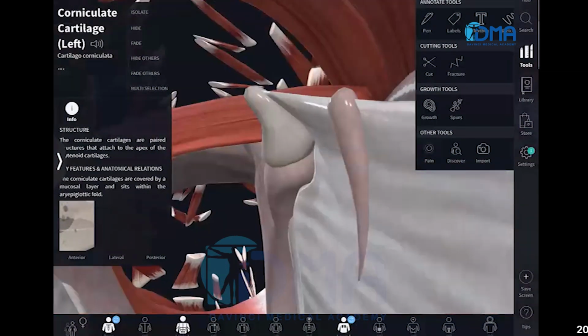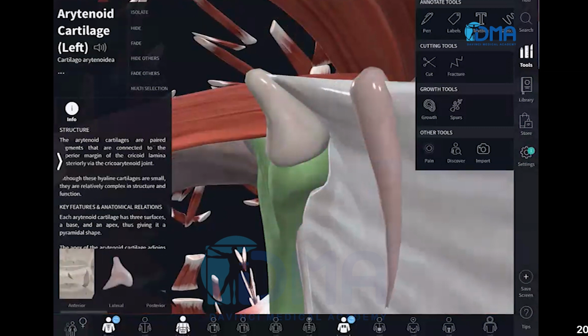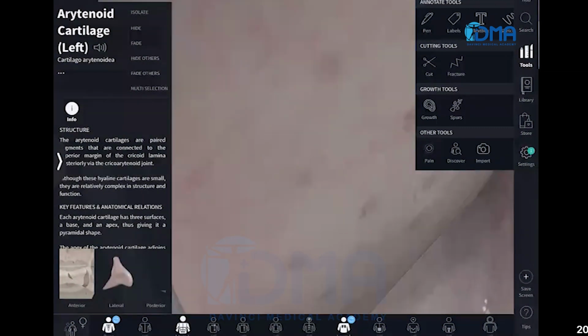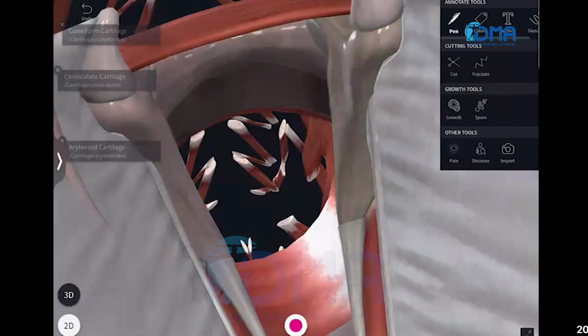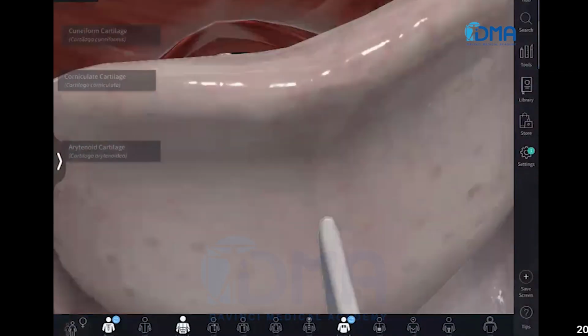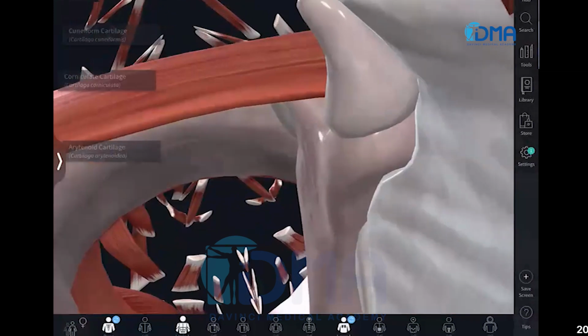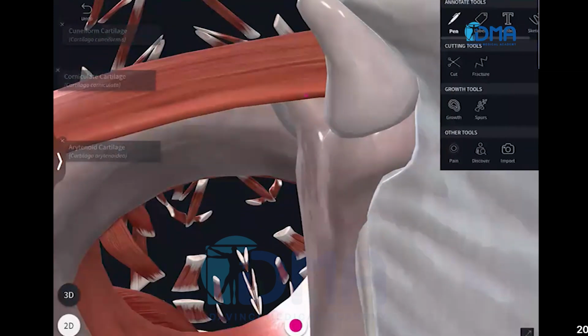We can go below. This is arytenoid cartilage. Now you look into this arytenoid cartilage. Can you understand? Can you see? This is the arytenoid cartilage which I'm talking about. So this is a view from superiorly. This is the vocal process of arytenoid. Then now you look at the other end, which is having the muscles over here. So this is the muscular process of arytenoid.